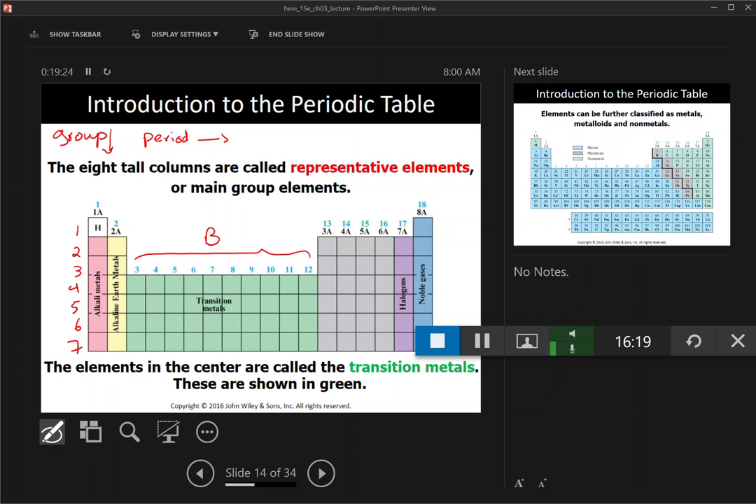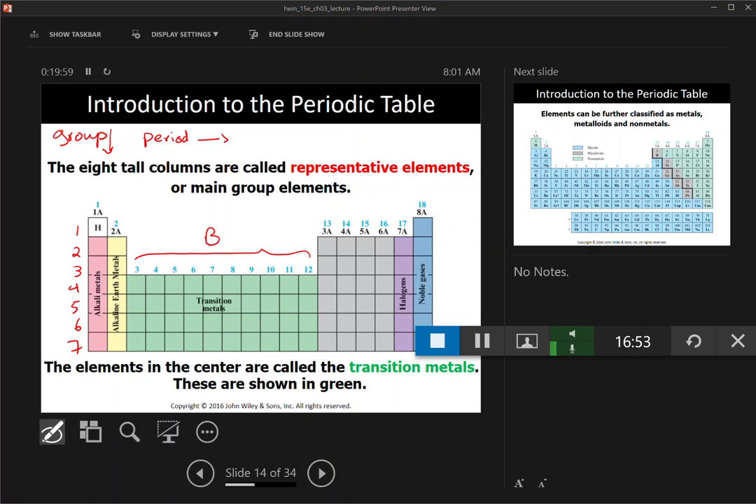So look at your periodic tables. What's the name of the element that is in period 2 and group 5A? Nitrogen, very good. So period 2, group 5A is going to be nitrogen.